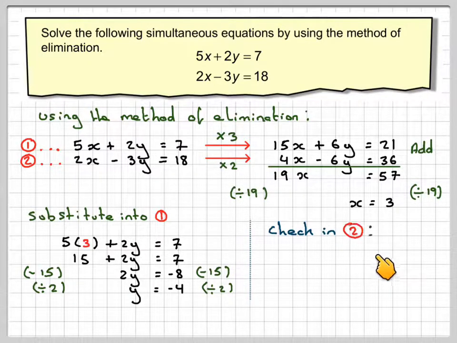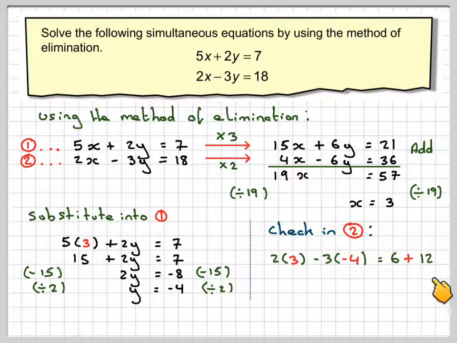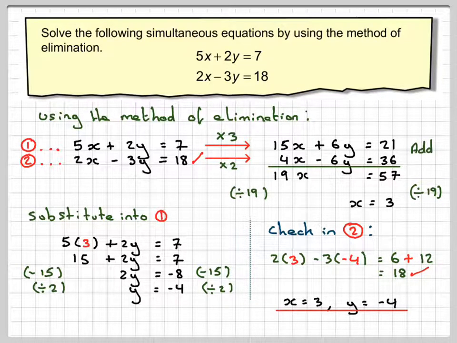We should then check our answers, x is 3, y is minus 4, in equation 2. So if we do that, we're going to get 2 times 3 minus 3 times minus 4 is equal to 6 plus 12, 2 3's are 6, minus 3 times minus 4 is plus 12, which gives 18, which is what we wanted, so we've got an agreement, and therefore the final answers are x is equal to 3, y is equal to minus 4.